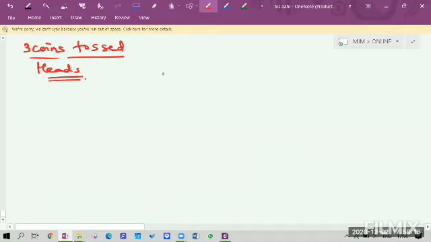Six. Oh God. When 3 coins are tossed, you can get 0 heads or 1 head or 2 heads or 3 heads. How come 6 there? I mean, what? No way. Oh, you can get heads 6 as in heads. Oh, I read it. I thought you meant like faces.